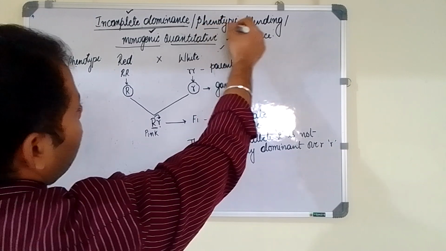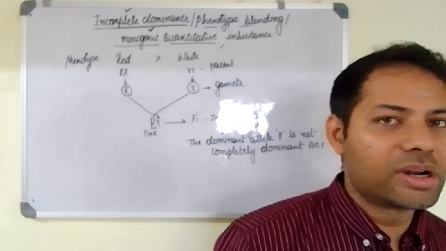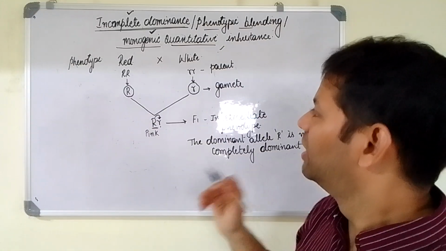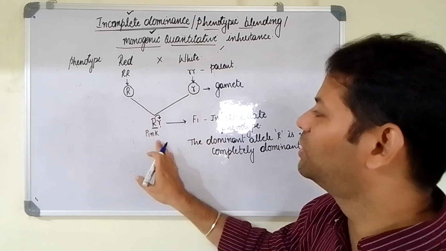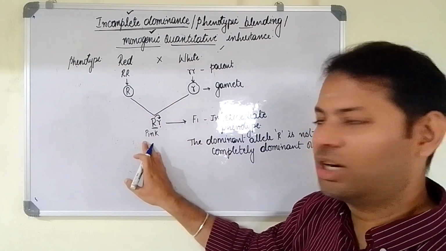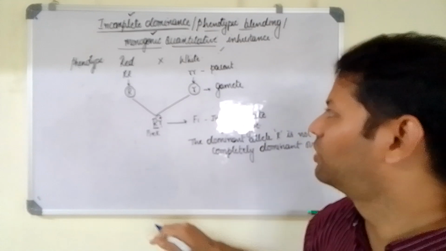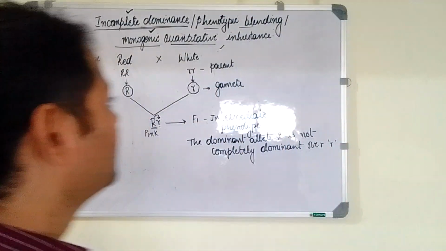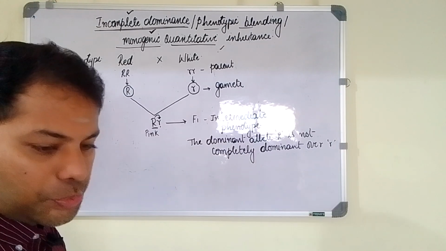Next one is phenotypic blending. Here actually it is not a blending pattern of inheritance, but many a time we say phenotypic blending, assuming that an intermediate phenotype is produced here, as if the phenotypes have got blended. But in reality it is not phenotypic blending, as we will see in the further generations. So I think it is clear so far. What we are talking about is incomplete dominance, point number 1.